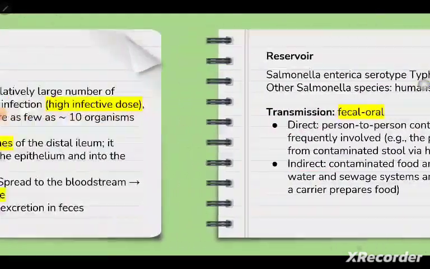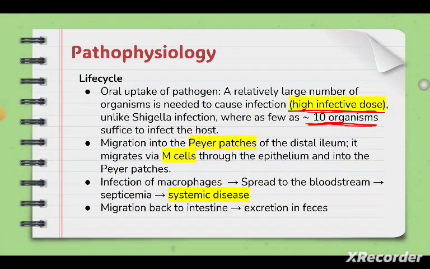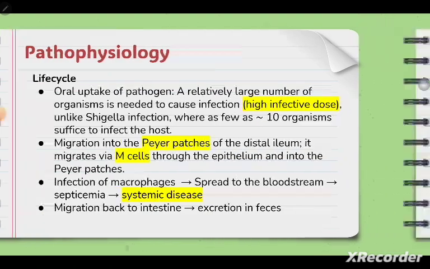So let's read the remaining pathophysiology. Infection of macrophages: if the bacteria infects the macrophages, it can spread to the bloodstream and cause septicemia and systemic disease, and also the bacteria can migrate back to the intestine to be excreted in the feces.